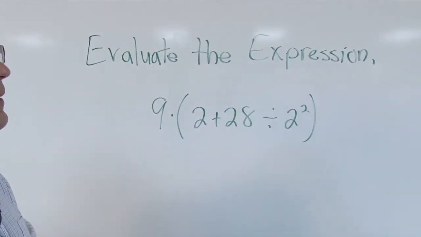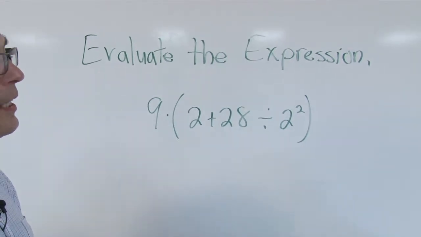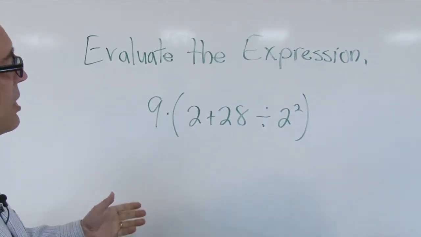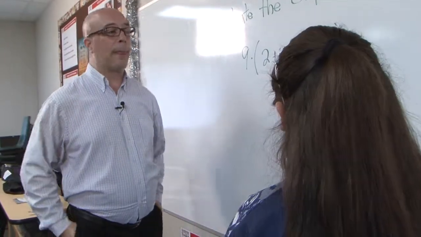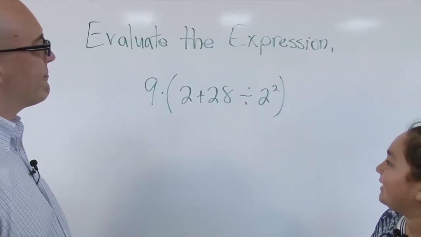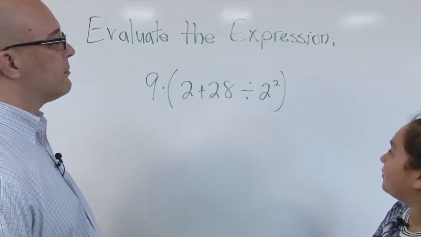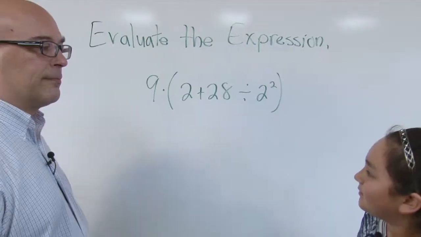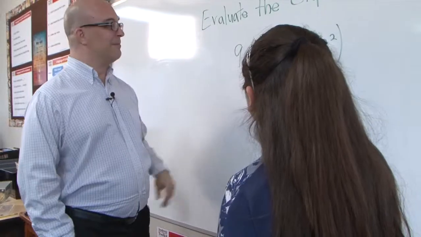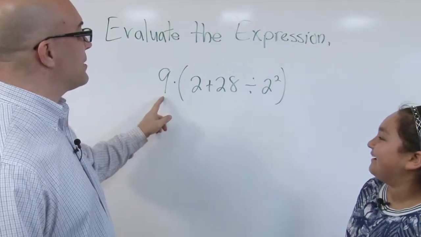Okay, so we are going to be evaluating the expression. Why don't you go ahead and read the expression first of all? Okay. 2 plus 28 divided by 2 squared. What about this? Oh, 9 times. There you go. So we can't forget about this 9 times.